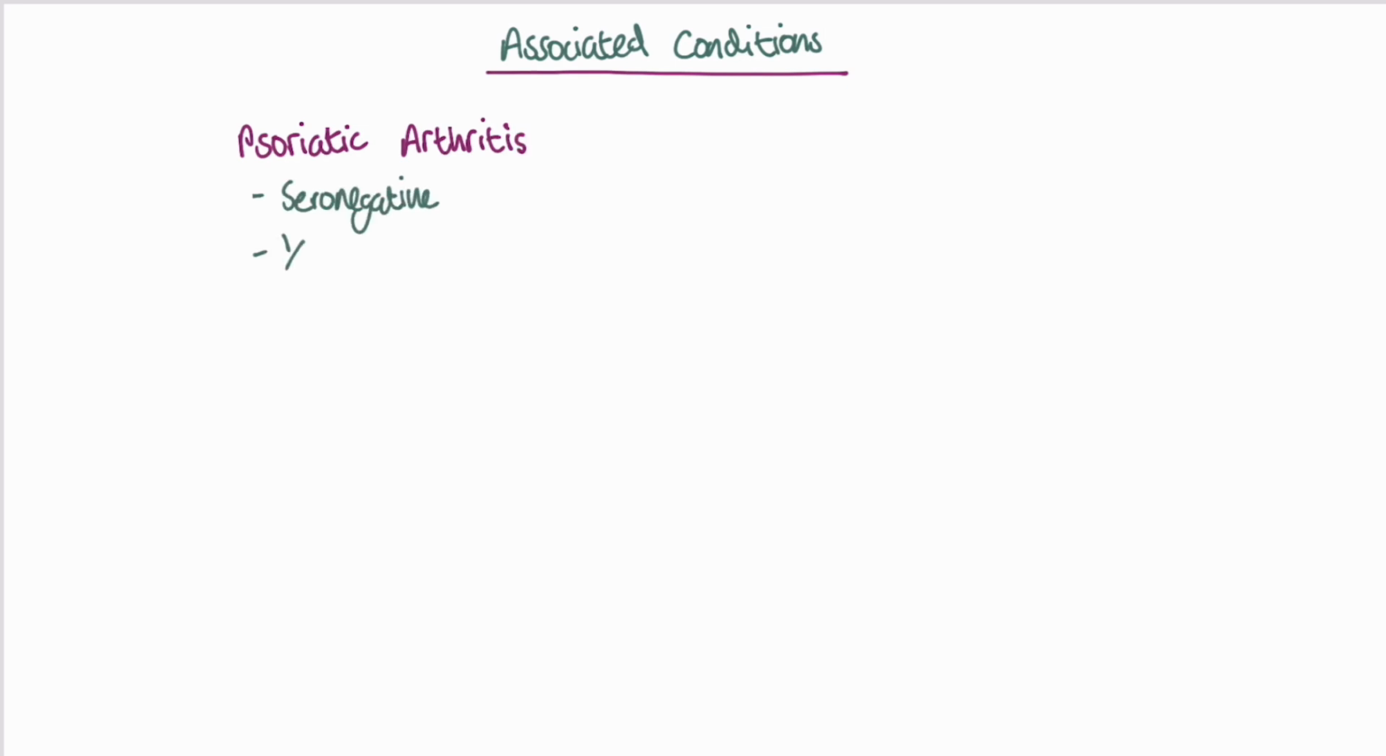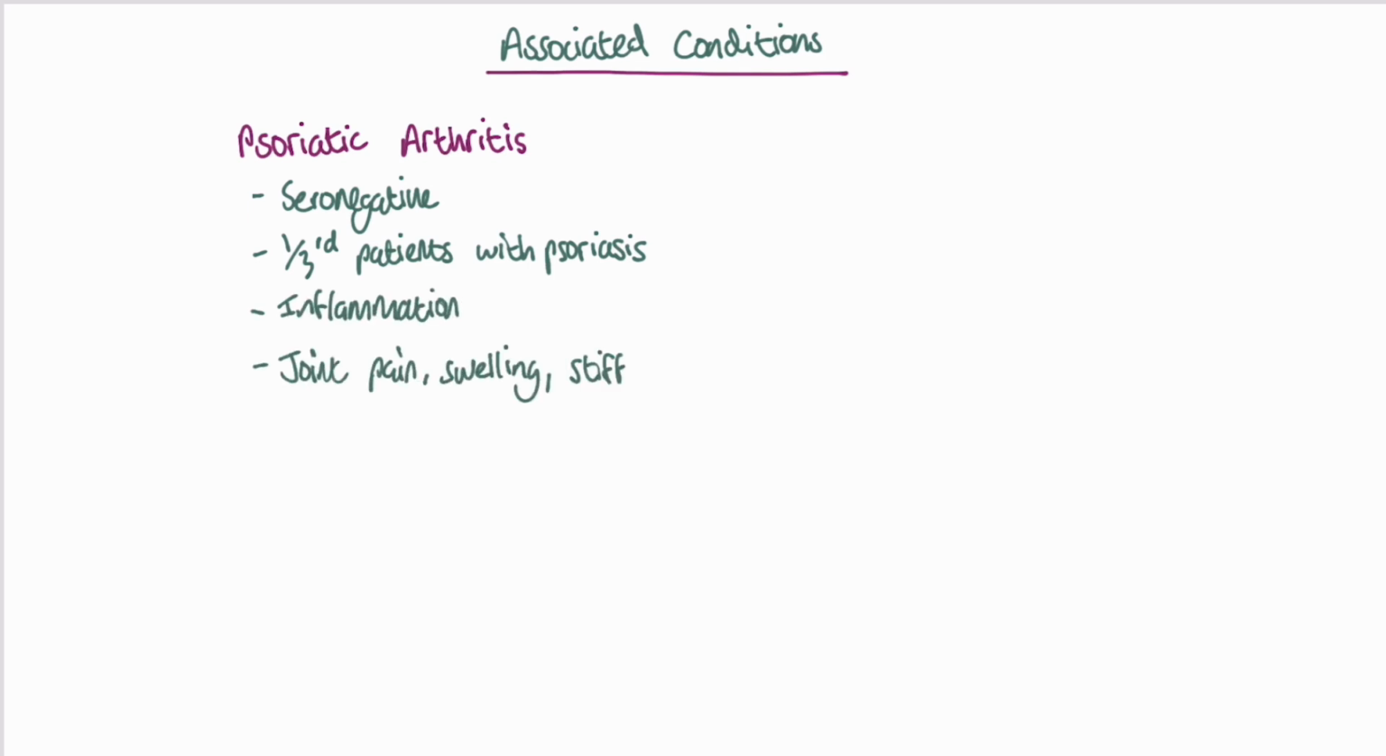Psoriasis can be associated with other conditions. One example is psoriatic arthritis. Psoriatic arthritis is a chronic, seronegative inflammatory arthritis that affects around a third of patients with psoriasis. It causes classical inflammatory arthritis symptoms such as joint pain, swelling, and stiffness.